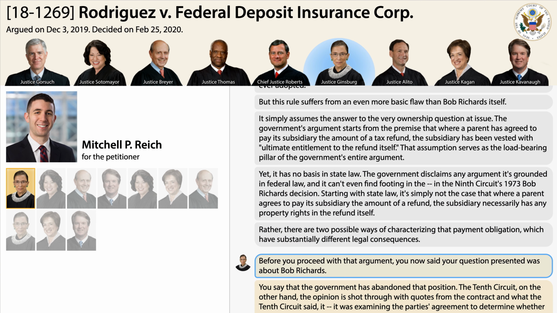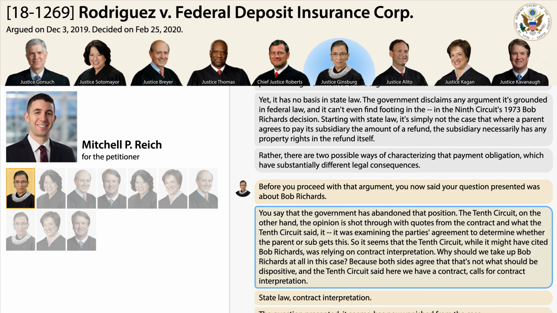Before you proceed with that argument, you said your question presented was about Bob Richards. You say that the government has abandoned that position. The Tenth Circuit, on the other hand, the opinion is shot through with quotes from the contract, and what the Tenth Circuit said, it was examining the parties' agreement to determine whether parent or sub gets this. So it seems that the Tenth Circuit, while it might have cited Bob Richards, was relying on contract interpretation. Why should we take up Bob Richards at all in this case?